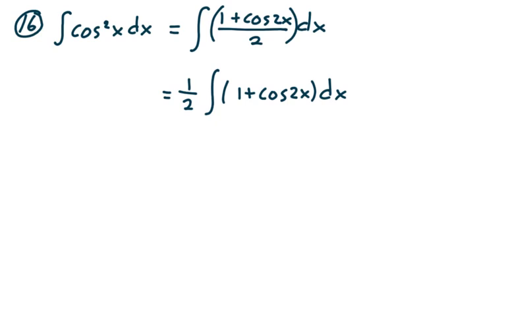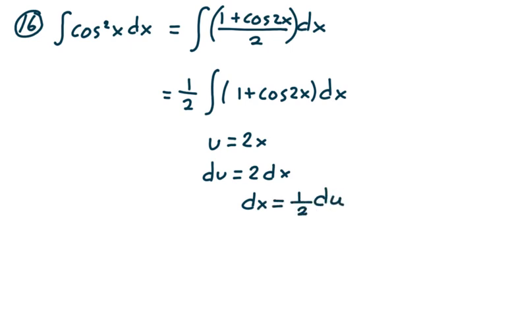Now, we're going to apply a u substitution here. I'm going to let u equal 2x. du is 2 dx. So if I solve for dx, I get 1/2 du. Okay? Now, the 1/2 stays, right? But I'm going to multiply that 1/2 by another 1/2. And then I'm going to integrate 1 plus cosine of u du.